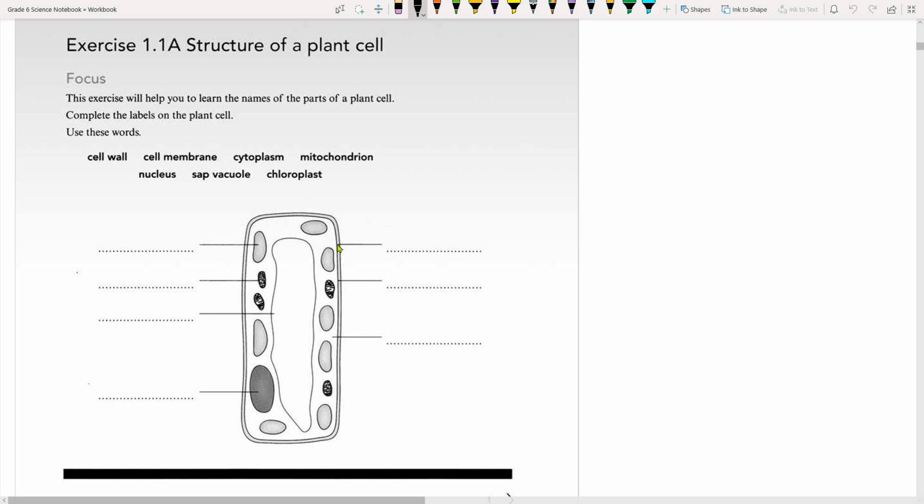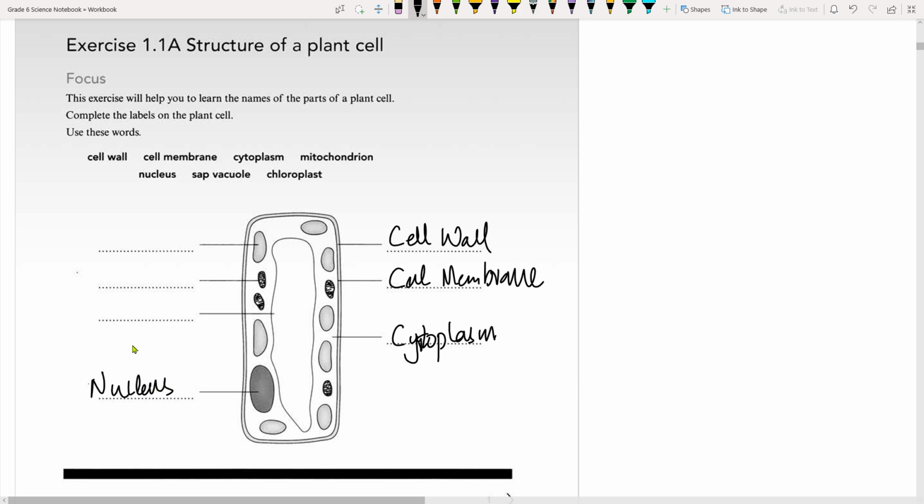Okay, the first is the outer structure. This was the cell wall, right? This is the cell membrane. This is the cytoplasm. This is the nucleus. Then we have sap vacuole, mitochondrion, and then we have the chloroplast.